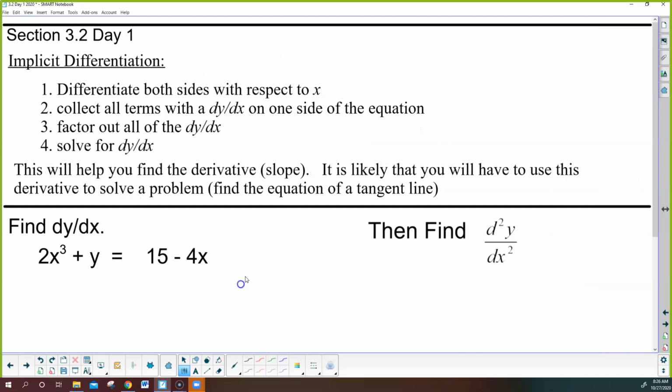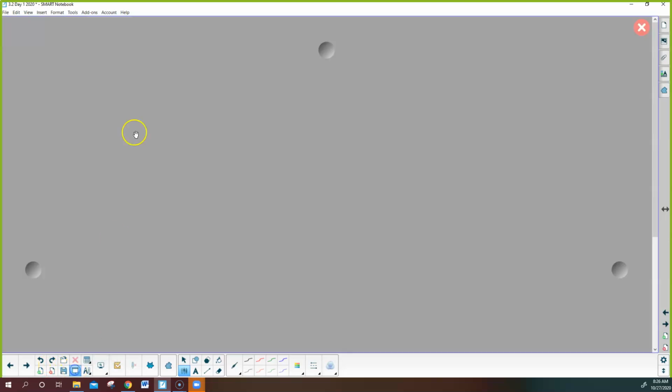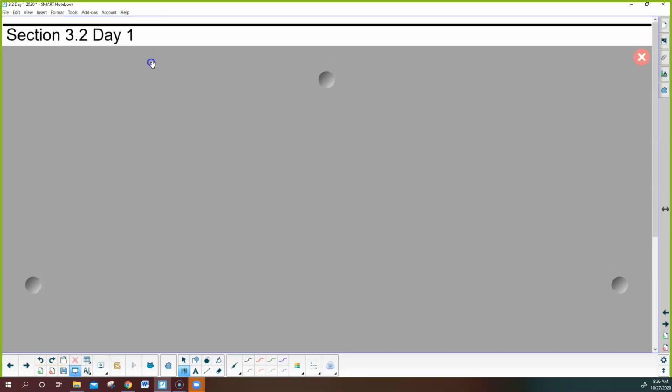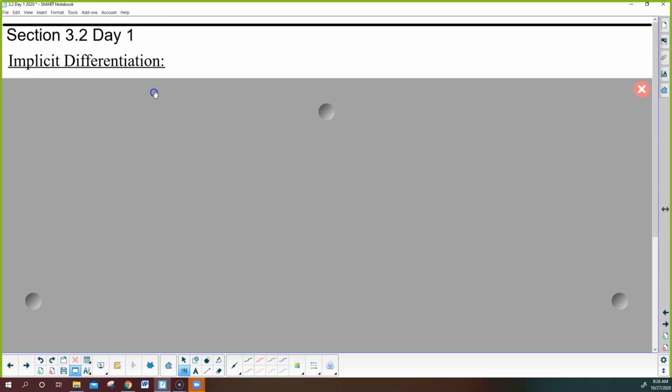Okay, so we're going to start here with implicit differentiation. And I usually don't like to give step-by-step instructions because it doesn't always work that way in calculus, but for implicit, it actually kind of does. This is 3.2, day 1 in our textbook.